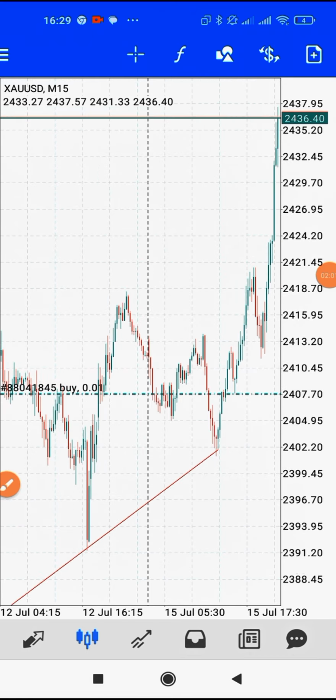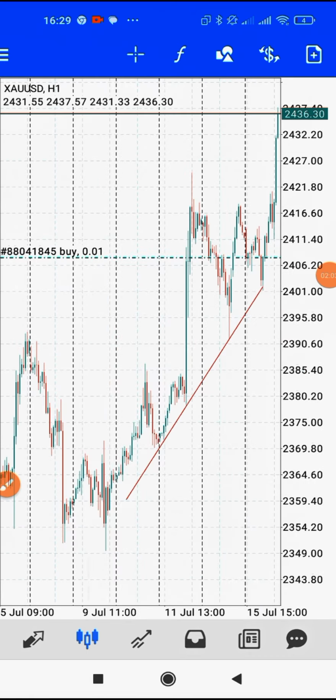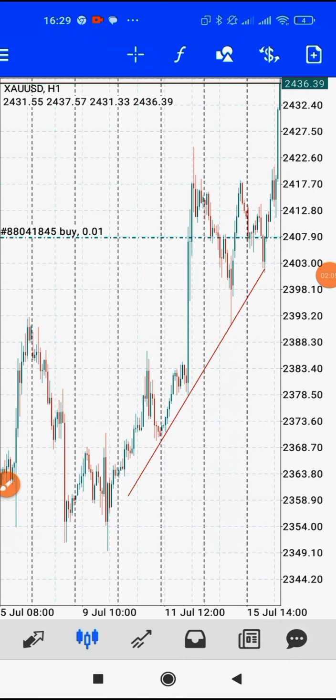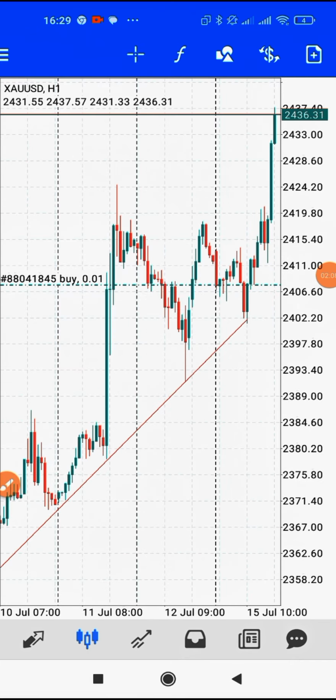Now this is my 15 minutes time frame. Usually I trade with 1 hour time frame. Do you understand what I'm saying? The first thing you must do is to identify trend, and if the market is on a trend, and then if it is a buy trend or a sell trend. That's the first thing you need to do.